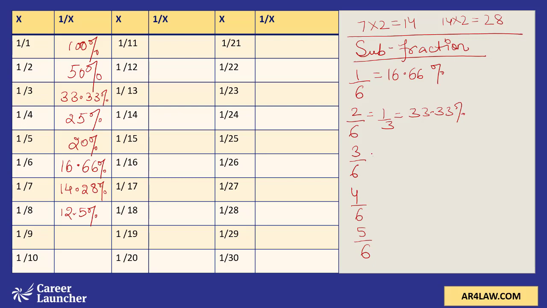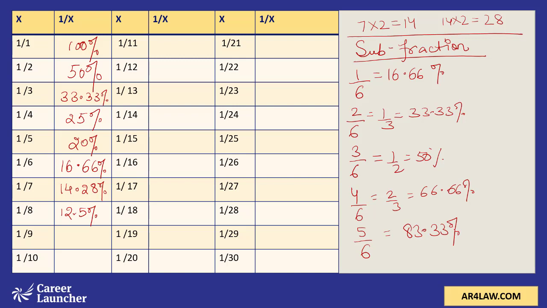What is 3 by 6? Half, 50 percent. What is 4 by 6? 2 by 3, 66.66. This will be easily remembered. Not much work. Now 5 by 6 is something you need to put an effort to remember. 5 by 6 is 83.33 percent.